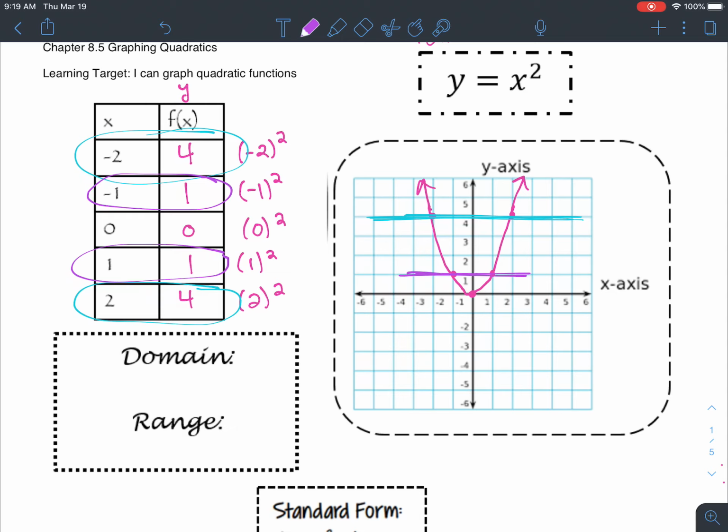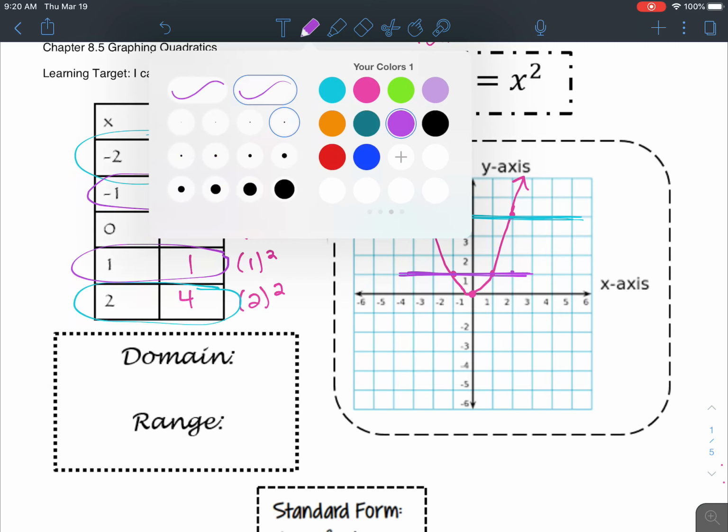And then my -1, 1 and my +1, 1 are here. So the nice thing about parabolas is you're going to learn that they're symmetrical. So they have an axis of symmetry. They are symmetrical about the y-axis, which means I could take my paper and fold it along that y-axis on this particular graph, and my lines from my parabola should match up. So that's what it means to be symmetrical. One side is the exact same as the other. So all quadratic functions are symmetrical.